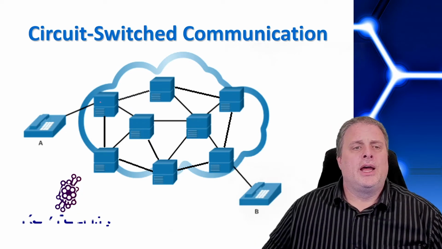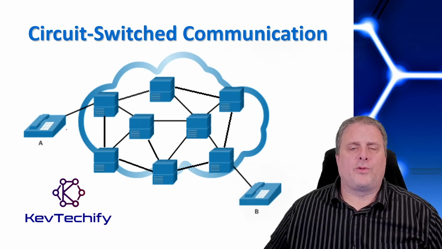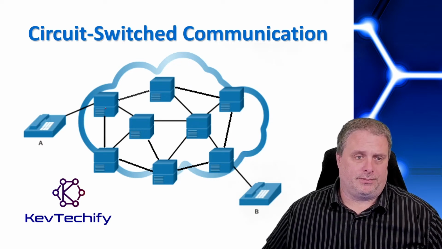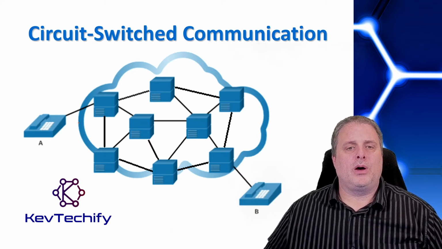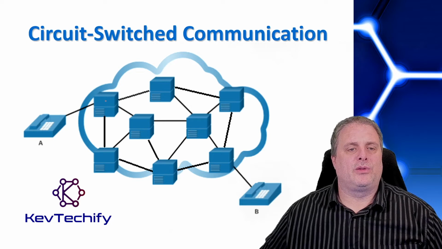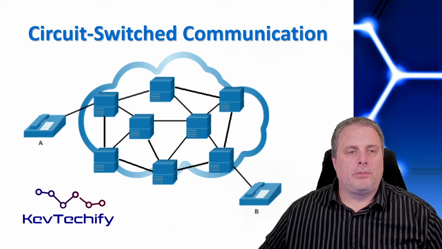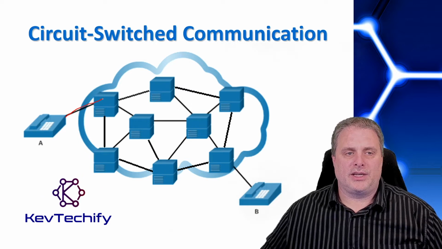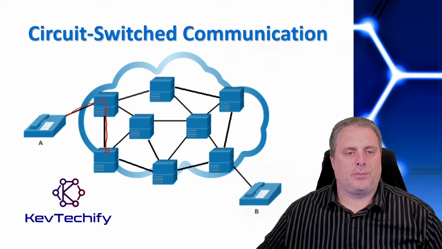When you made that phone call, phone A is going to call phone B in our conversation. And when you made that phone call, it came up with the best path through the network. And that best path through the network may not be the most direct, based upon congestion and what's up and down.